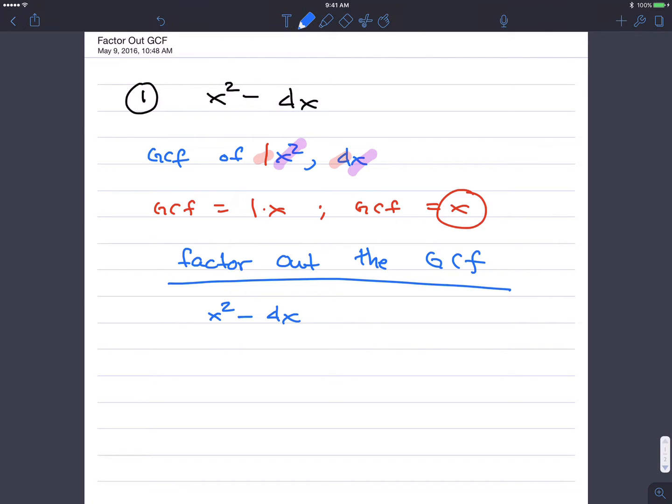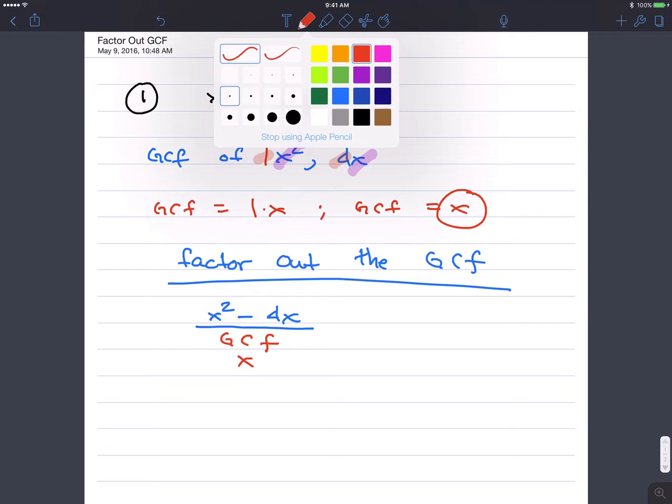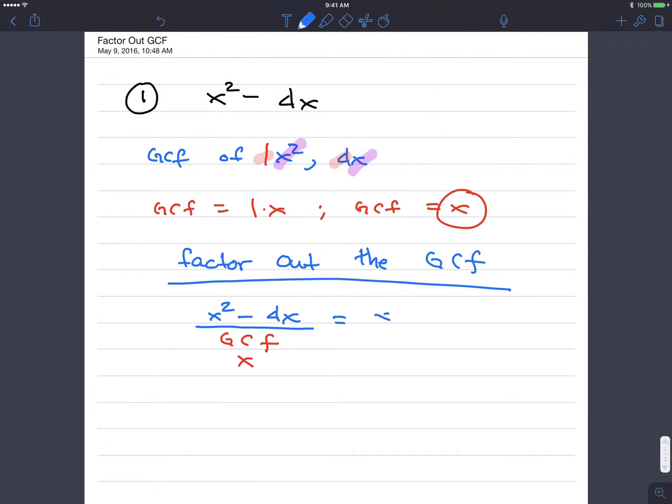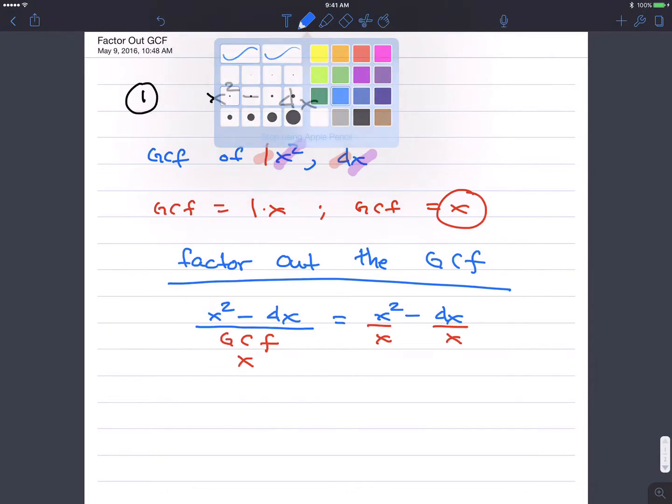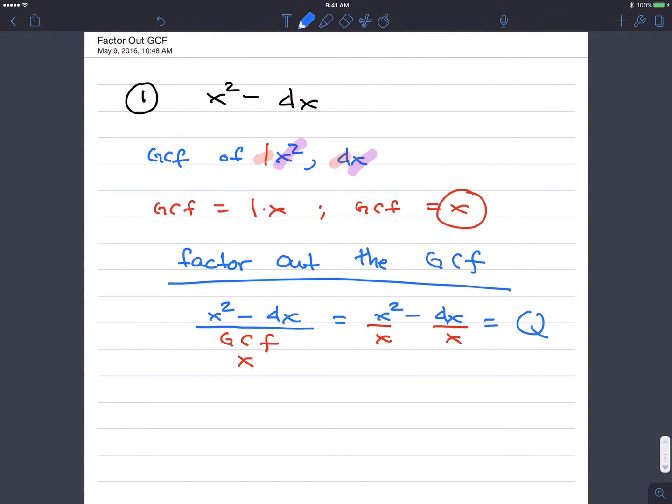Okay? And you're going to divide by always the greatest common factor. So you're going to divide by the greatest common factor. In this case, our greatest common factor is x. So this homework question becomes what you guys had in the past. This is x squared minus 4x. You're going to divide both terms here by that x. This is going to give us what we call the quotient Q. So we're going to look for this quotient.